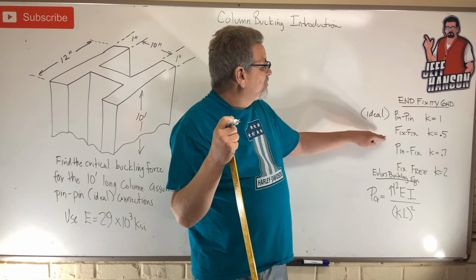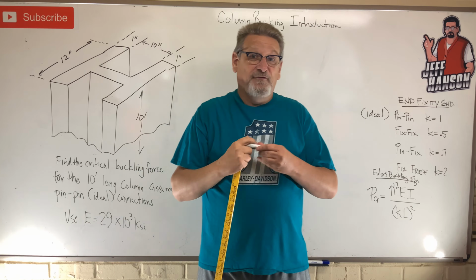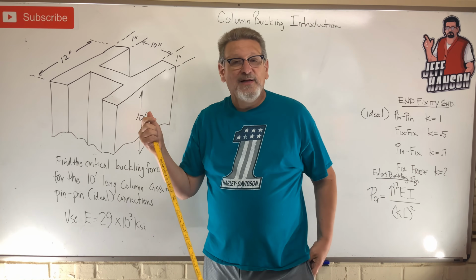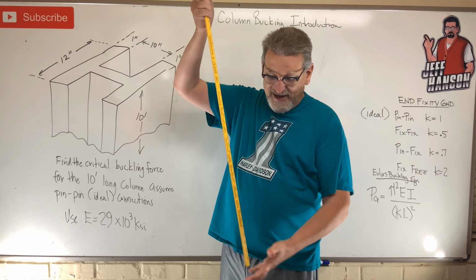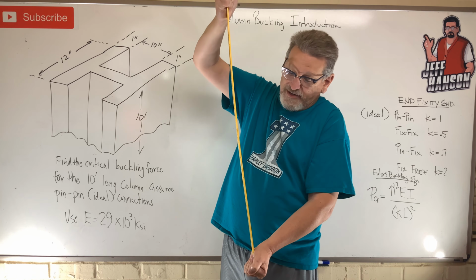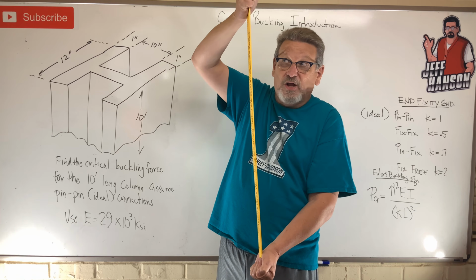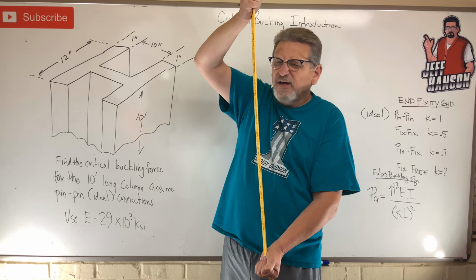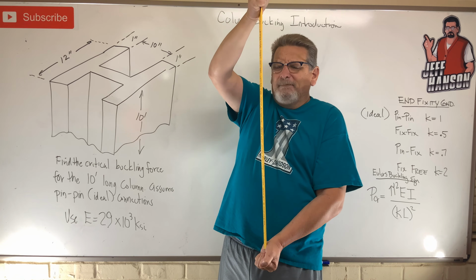Now, go to number 2, fixed. We know what fixed is, a fixed support, like a cantilever beam. Now I want you to grab your little ruler and make a fist on both ends. Now it's fixed. I'm not going to allow the ends to rotate. It'll still buckle, but mash it together now.